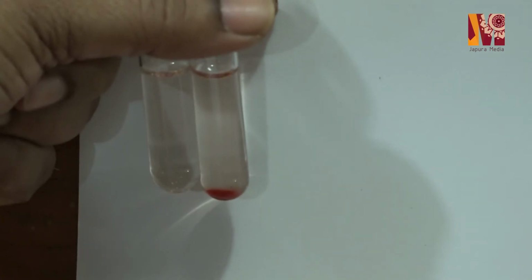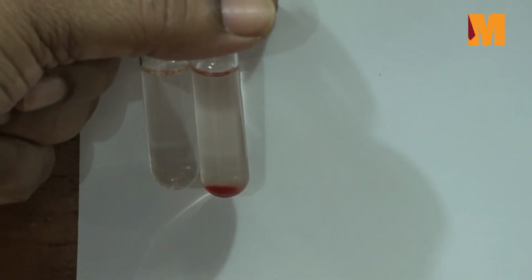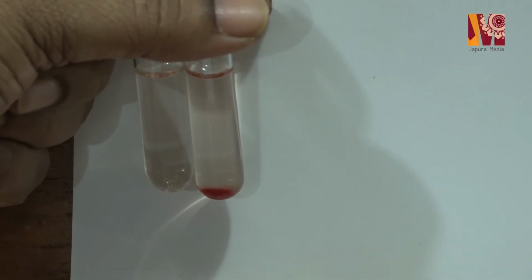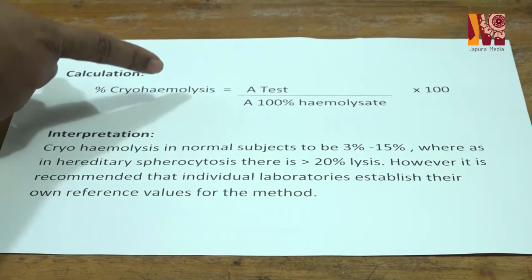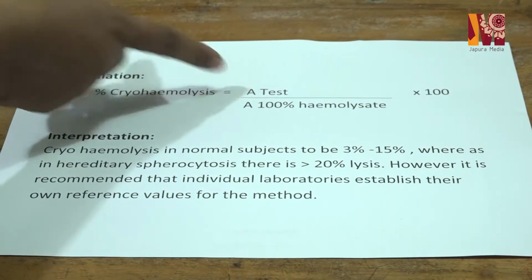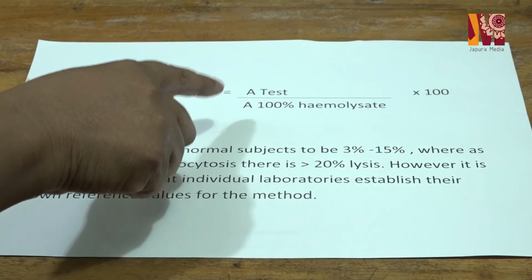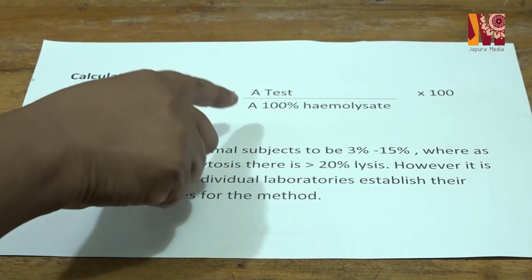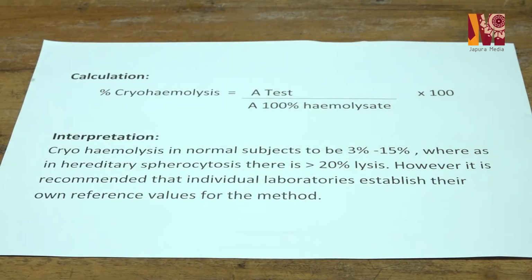What we have to do is measure the optical density or the absorbance, and calculate the percentage hemolysis like this. We take the optical density or the absorbance of the test as a fraction of the 100% hemolysate. With this percentage, we interpret the test.